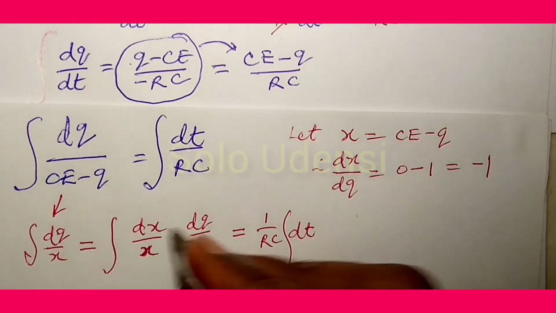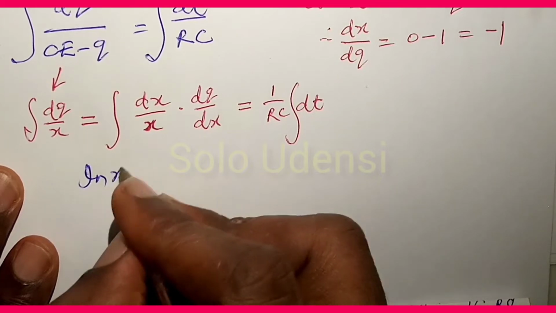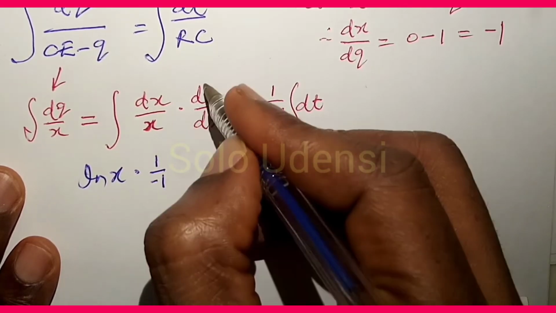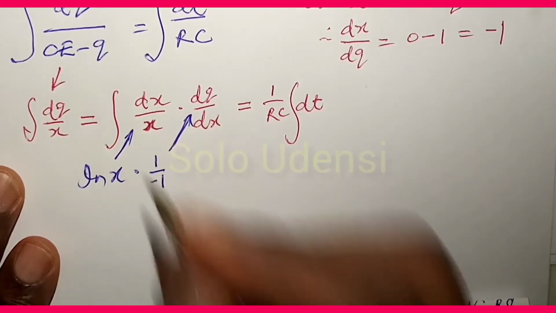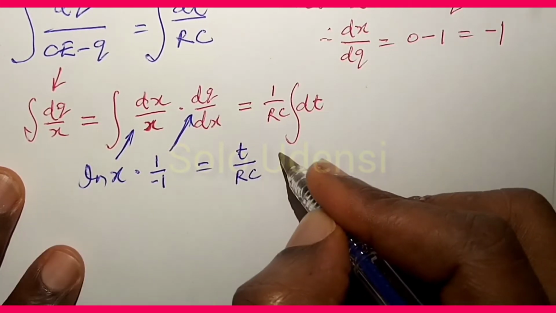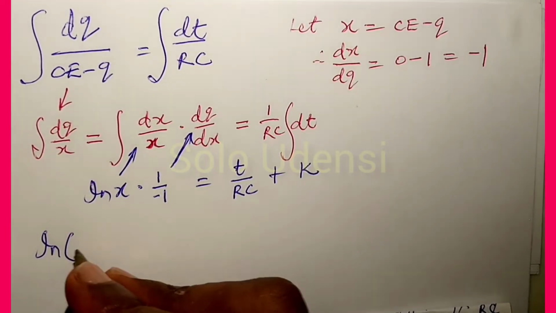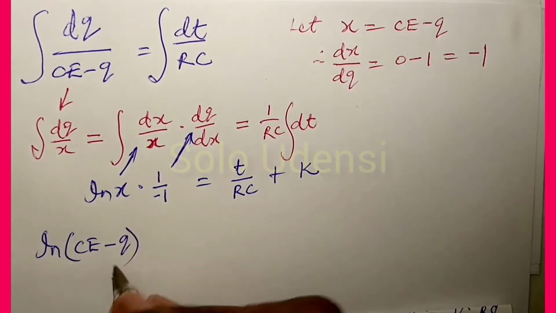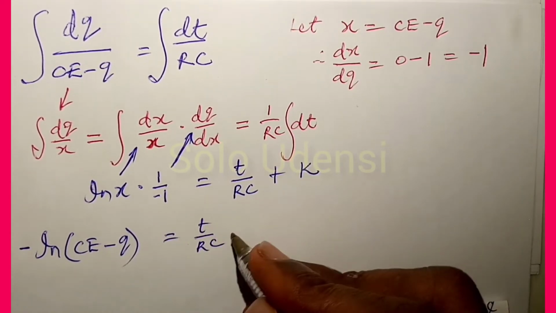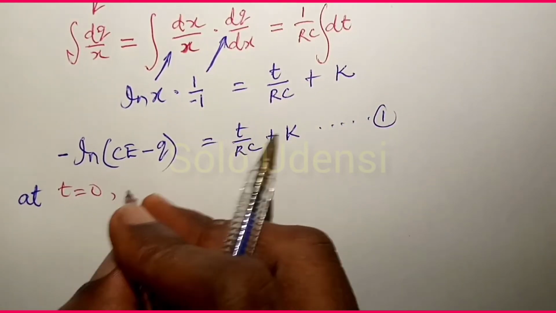So we have it to be log x times 1 over minus 1, this one is equal to t over RC plus constant. So log CE minus Q, because of this minus, is equal to t over RC plus K. At t is equal to 0, Q is equal to 0.